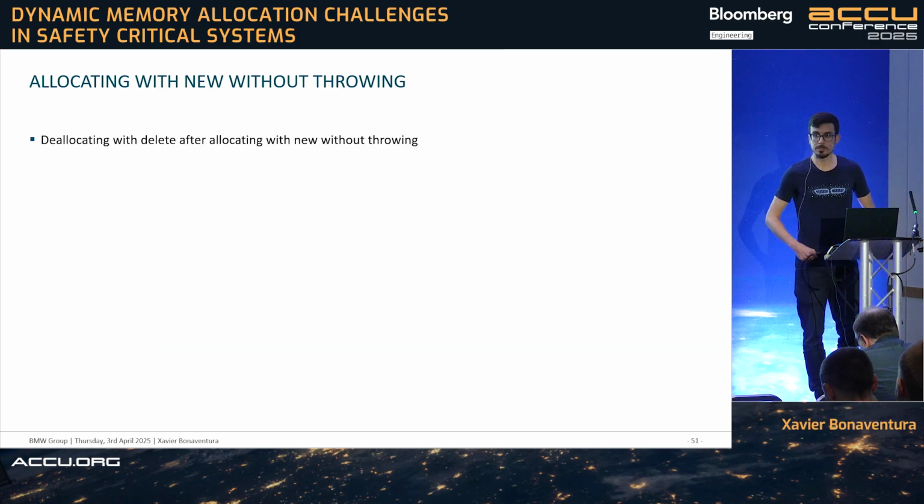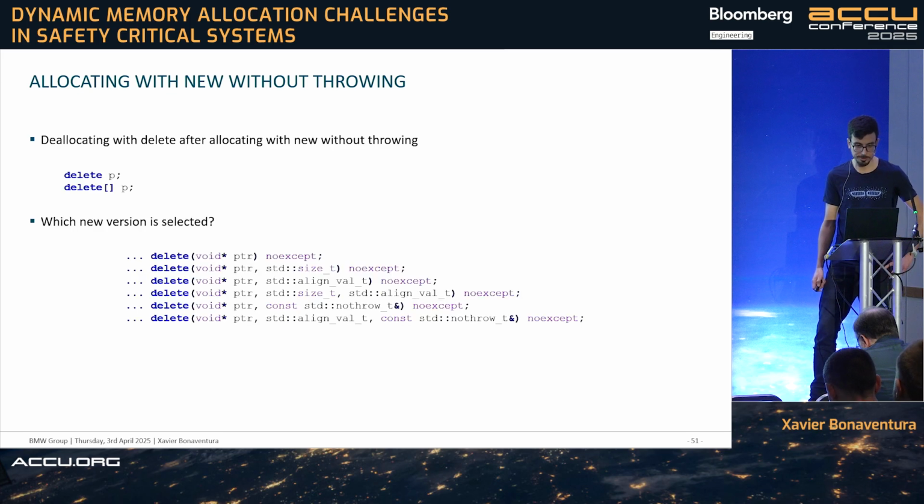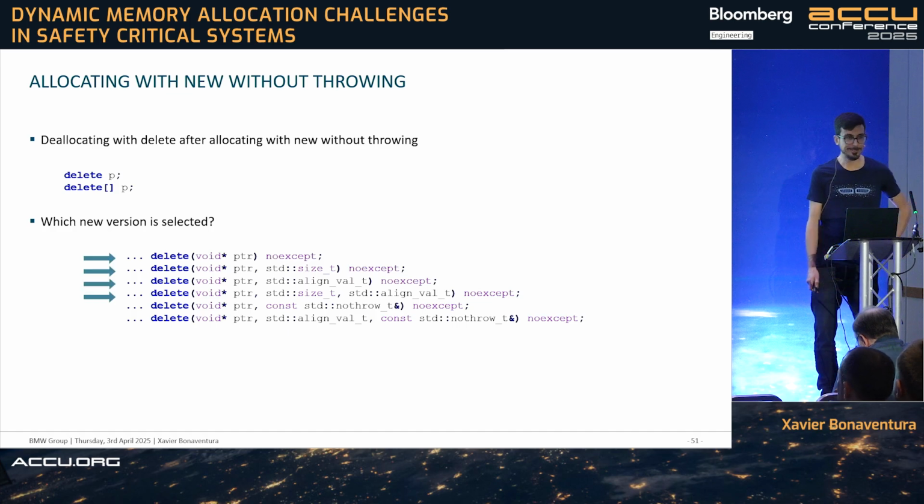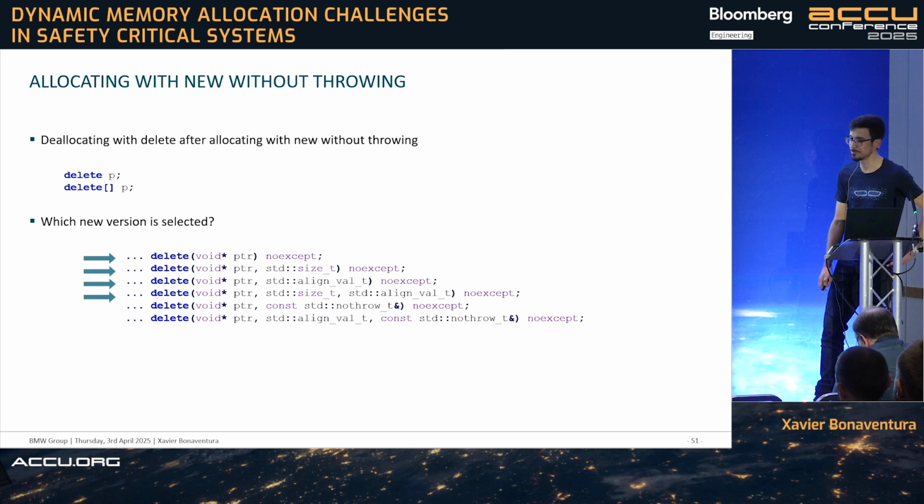Okay, and then basically we had it allocated with the nothrow version, and now we just go there and decide to delete it. Which of the delete versions will be selected? Not the nothrow version. It's any of the first four, but not the nothrow version.